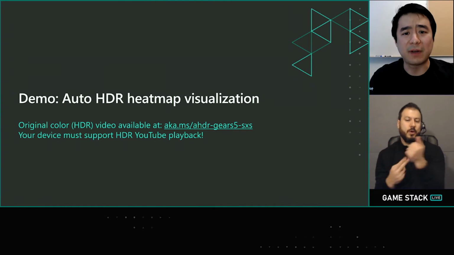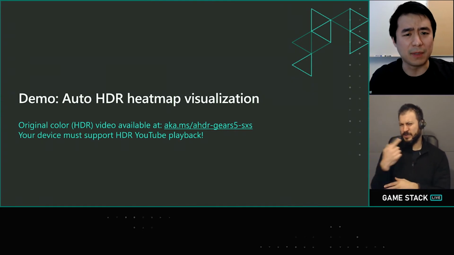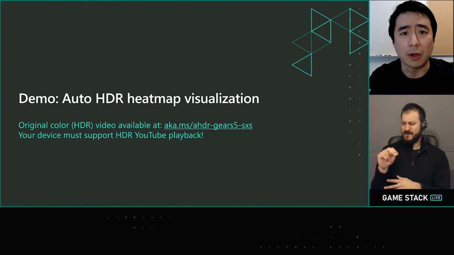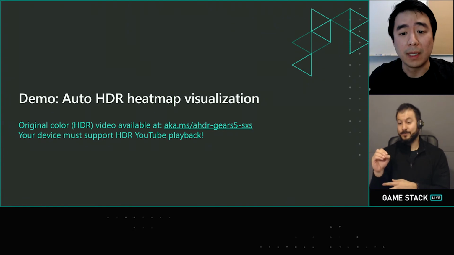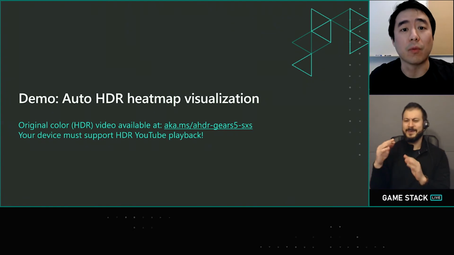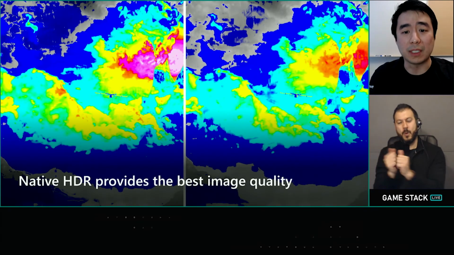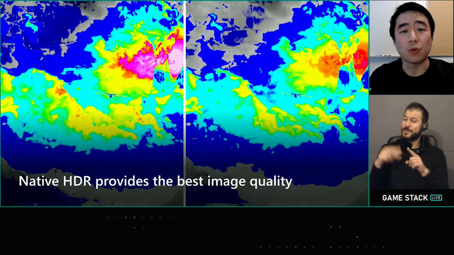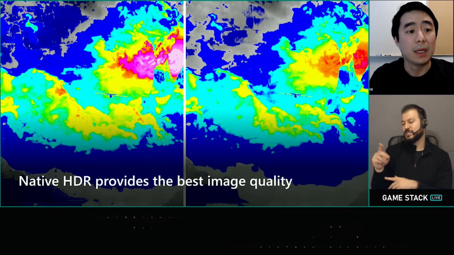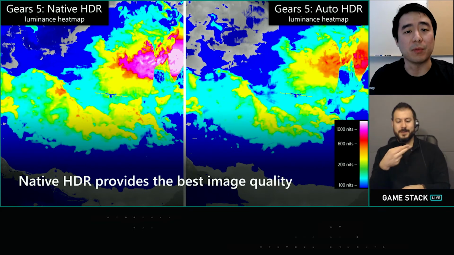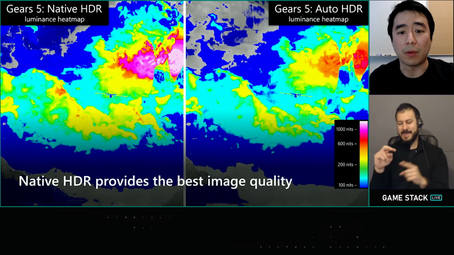Now, if you've played Gears 5 before, you might be asking, hey, wait a second, Simon. Gears 5 natively supports HDR. Why does it need Auto HDR? And you're absolutely right. Gears 5 has an excellent native HDR implementation. And so no real user is actually going to be running it with Auto HDR. Instead, the reason why I've used Gears for my demo is so that we can directly compare Auto HDR versus high-quality native HDR. Here, I've taken a single frame of the previous cutscene with native HDR on the left and Auto HDR on the right.